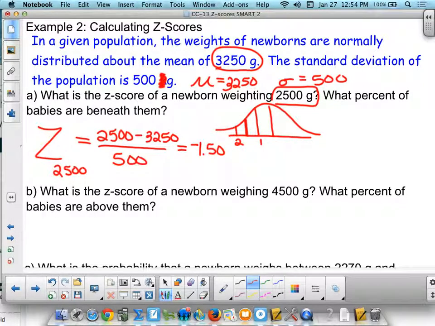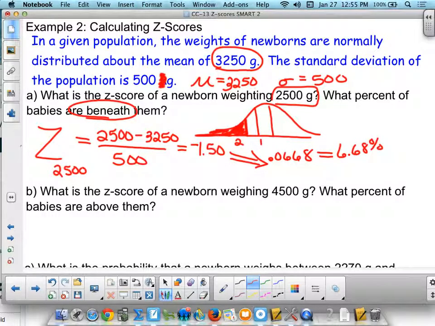Okay, what am I looking for? What percent of them fall beneath that baby's weight. So where am I looking? To the left or to the right? Left. I want this percent right here. Well, what does that Z-chart table do for you? It gives you everything to the left of that number. What does this calculate to, guys? 0.0668. Okay. Which translates to what percent? 6.68.